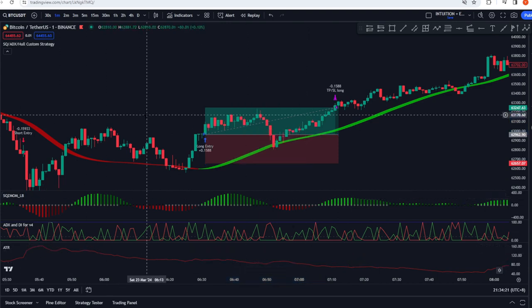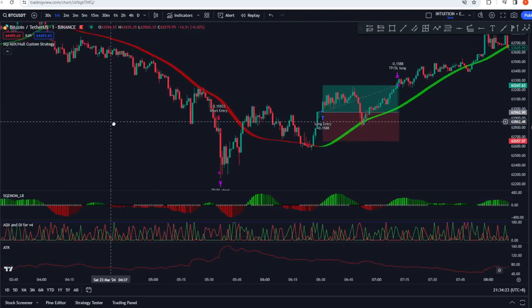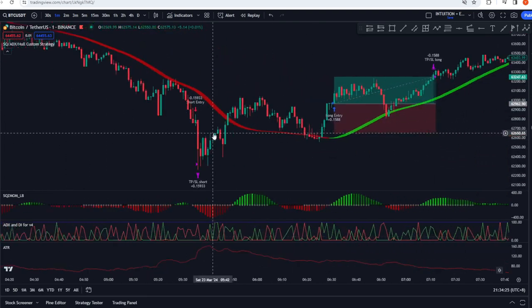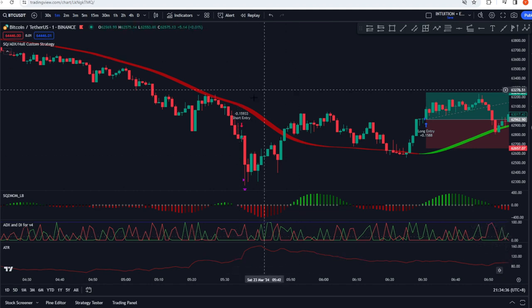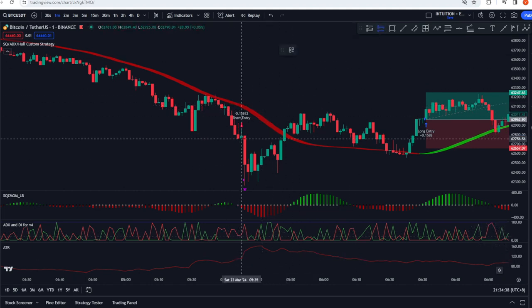I'm going to show you guys the short entry as well. So we have another short entry win here. You can see that this is where it turns bright red. We have the ADXDI, the green below the red, which is what we want, and we have the price below the house rate and the squeeze momentum red. So we'll take a position there.